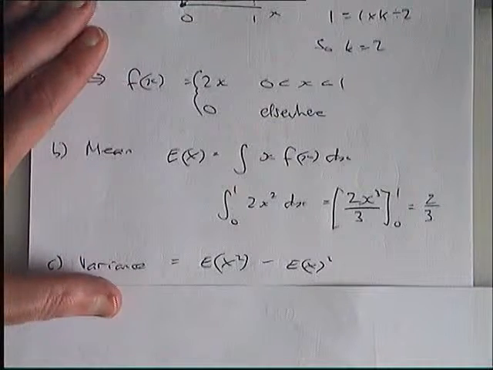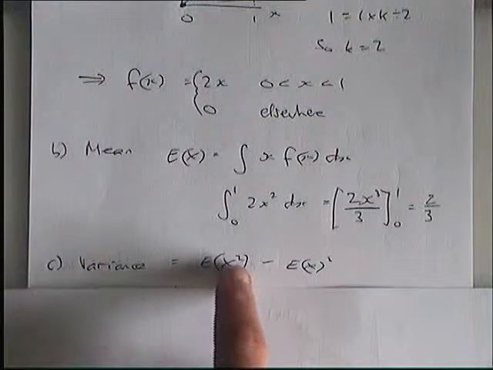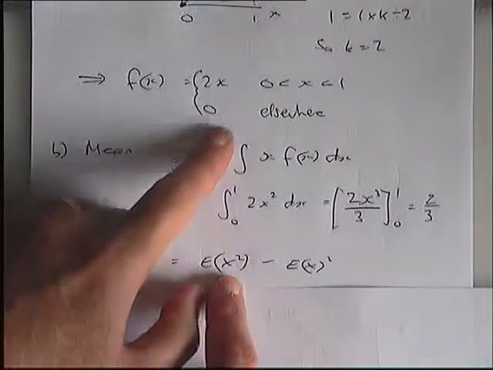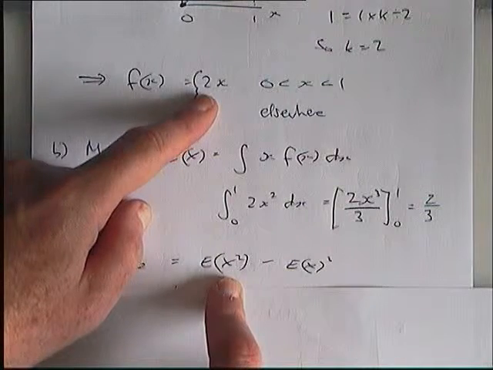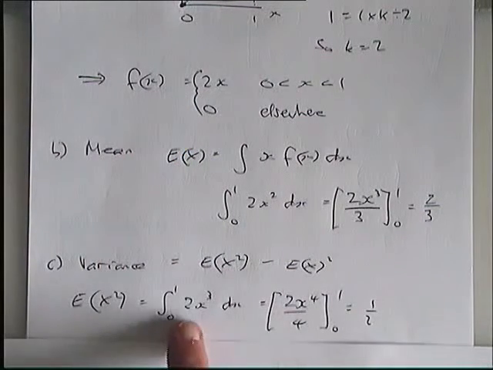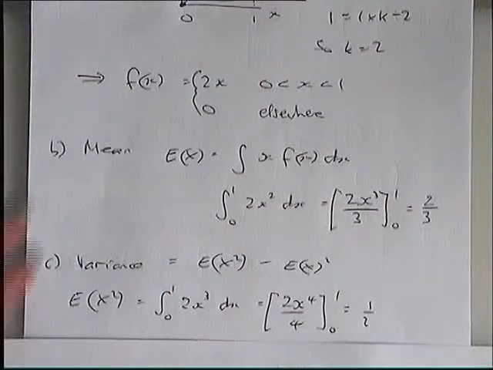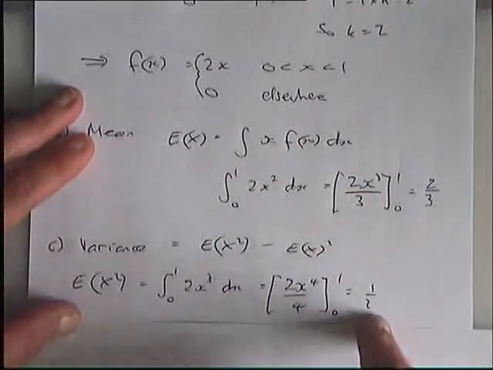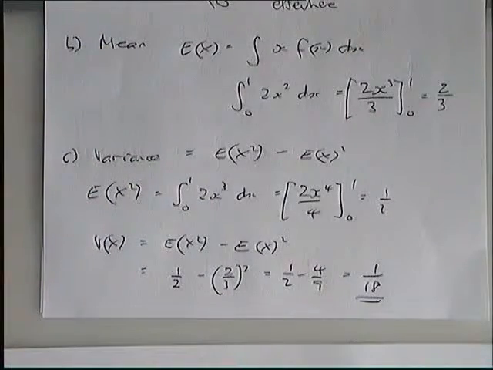And for the variance, I use the formula: it's the expectation of x squared, take away the expectation of x, all squared. This one then is the integral of my function times by x squared. So instead of 2x, times by x squared is 2x cubed. Integrate that between the limits, put the values in, and you get your answer out. So it will be this one, take away that one squared, which gives me my variance. And that came out to be 1/18.